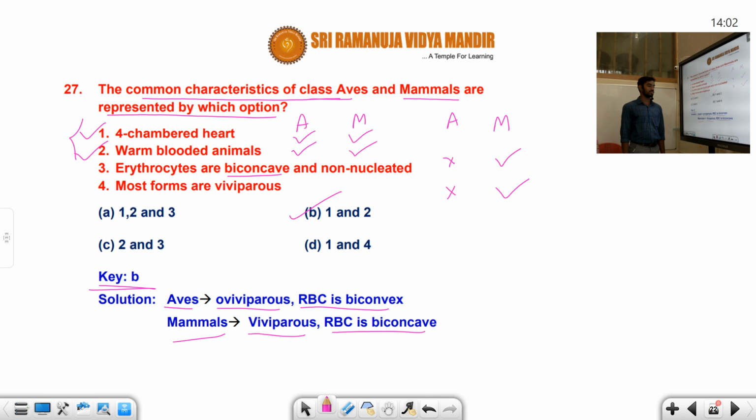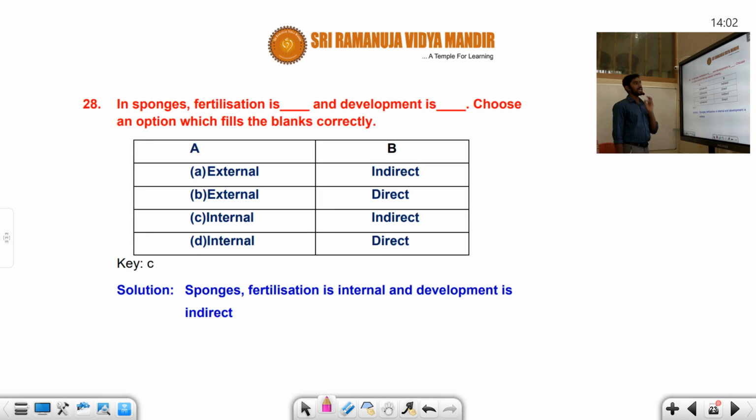The next one is about fertilization in sponges. In sponges, fertilization is dash and the development is dash. Choose an option which fills the blanks correctly. So what is your answer? C is the correct option, because fertilization is internal and the development is indirect. Here we can observe a larval development.